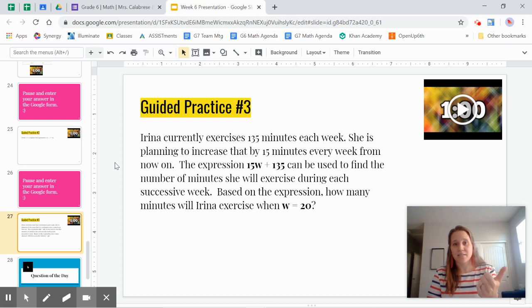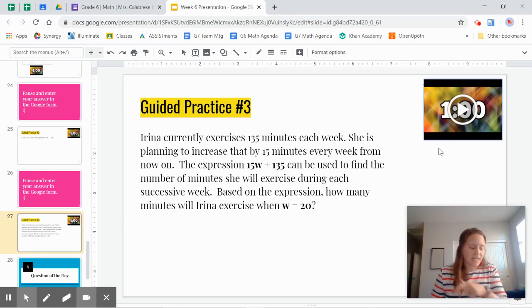Awesome. I'm already given the expression that represents the story, and I'm given the value of the variable. It's asking me how many minutes will she exercise when W equals 20. So I'm going to go ahead and substitute and evaluate. You got 1 minute. Go.